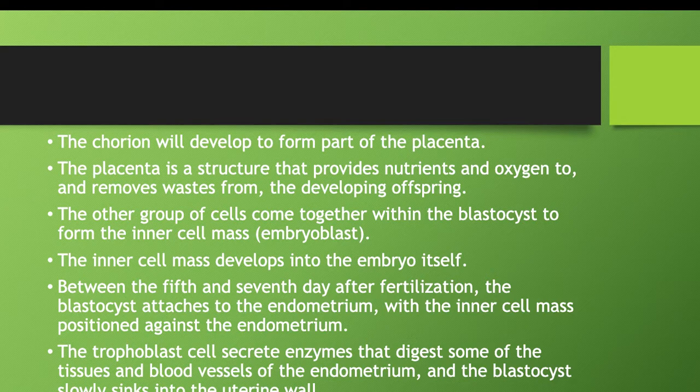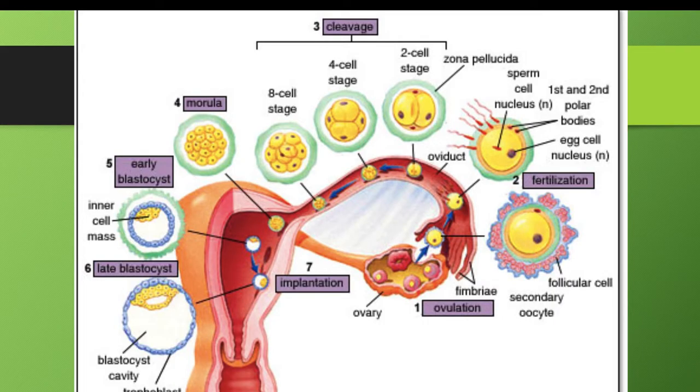Between the 5th and 7th day after fertilization, the blastocyst attaches to the endometrium, which is the lining of the inside of your uterus, with the inner cell mass positioned against the endometrium. The trophoblast cells secrete enzymes that digest some of the tissue and blood vessels of the endometrium, and the blastocyst slowly sinks into the uterine wall.